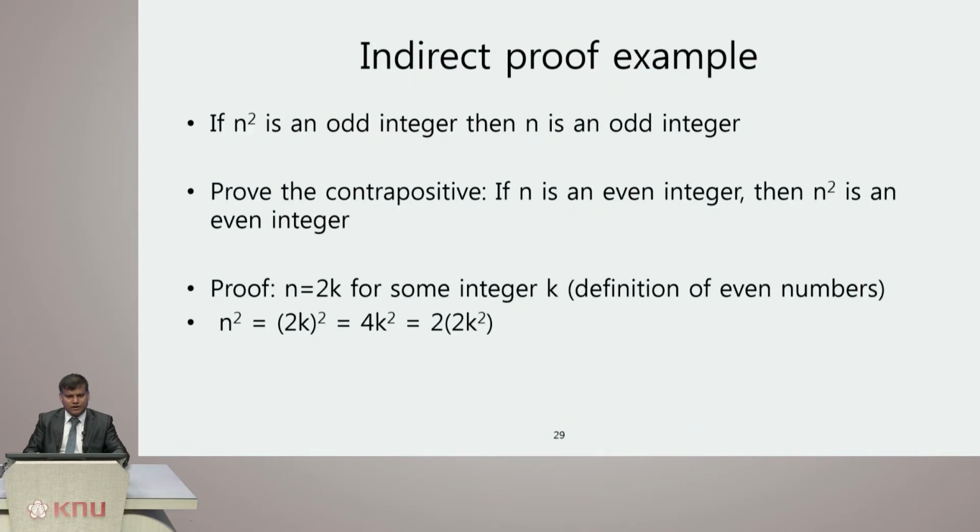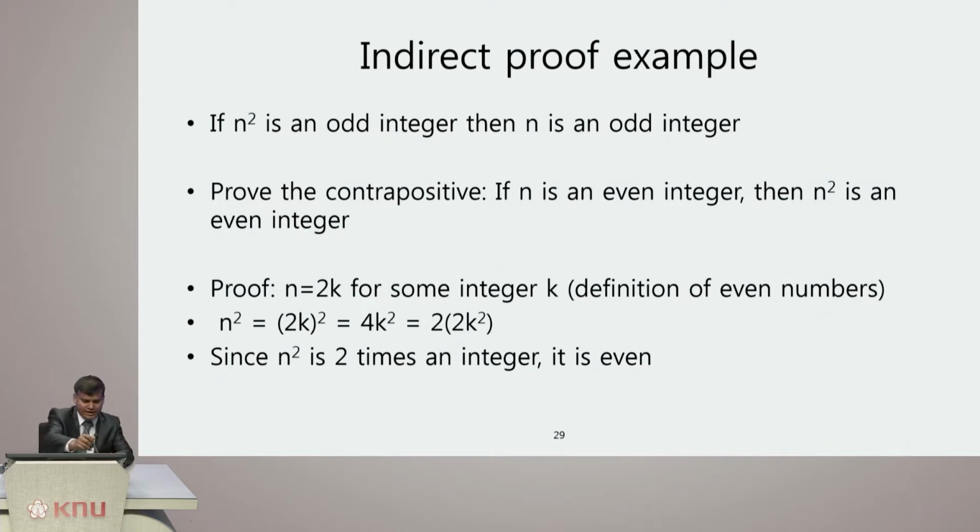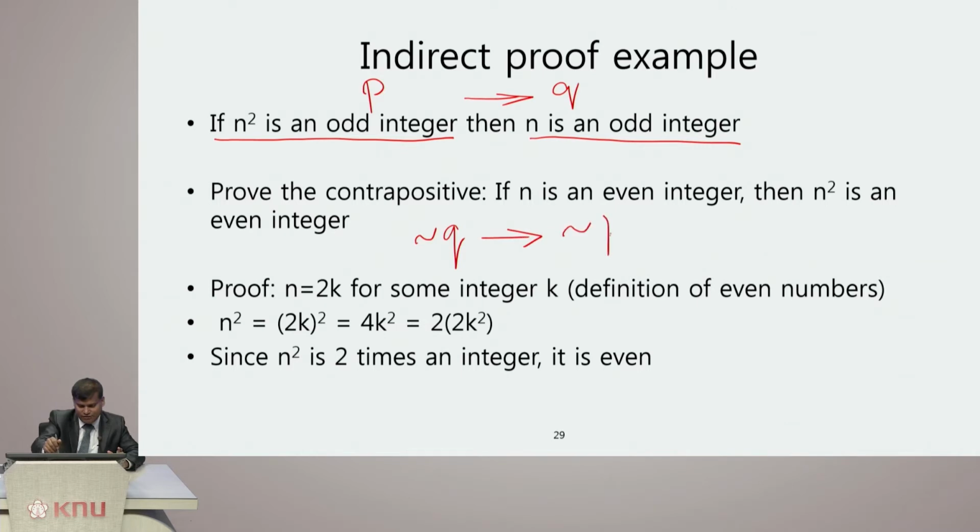So coming back to this problem here. The question given to us is: if n square is an odd integer, then n is an odd integer. So we are using the contrapositive idea. What is our contrapositive? Here it's something like P and Q. We talked about P implies Q, right? So we are talking about the contrapositive. The contrapositive is supposed to be negation of Q implies negation of P.